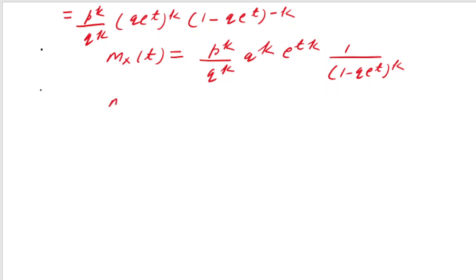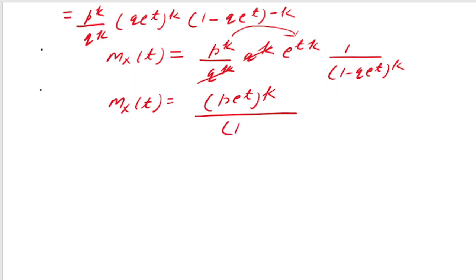I am doing all this for your better understanding. So mxt is equal to this, q to the power k, q to the power k cancel, and these two terms can be combined. So it can be written as p into e to the power t whole to the power k divided by 1 minus q e to the power t to the power k. So this is the moment generating function of a negative binomial distribution. I hope up to this there is no doubt.